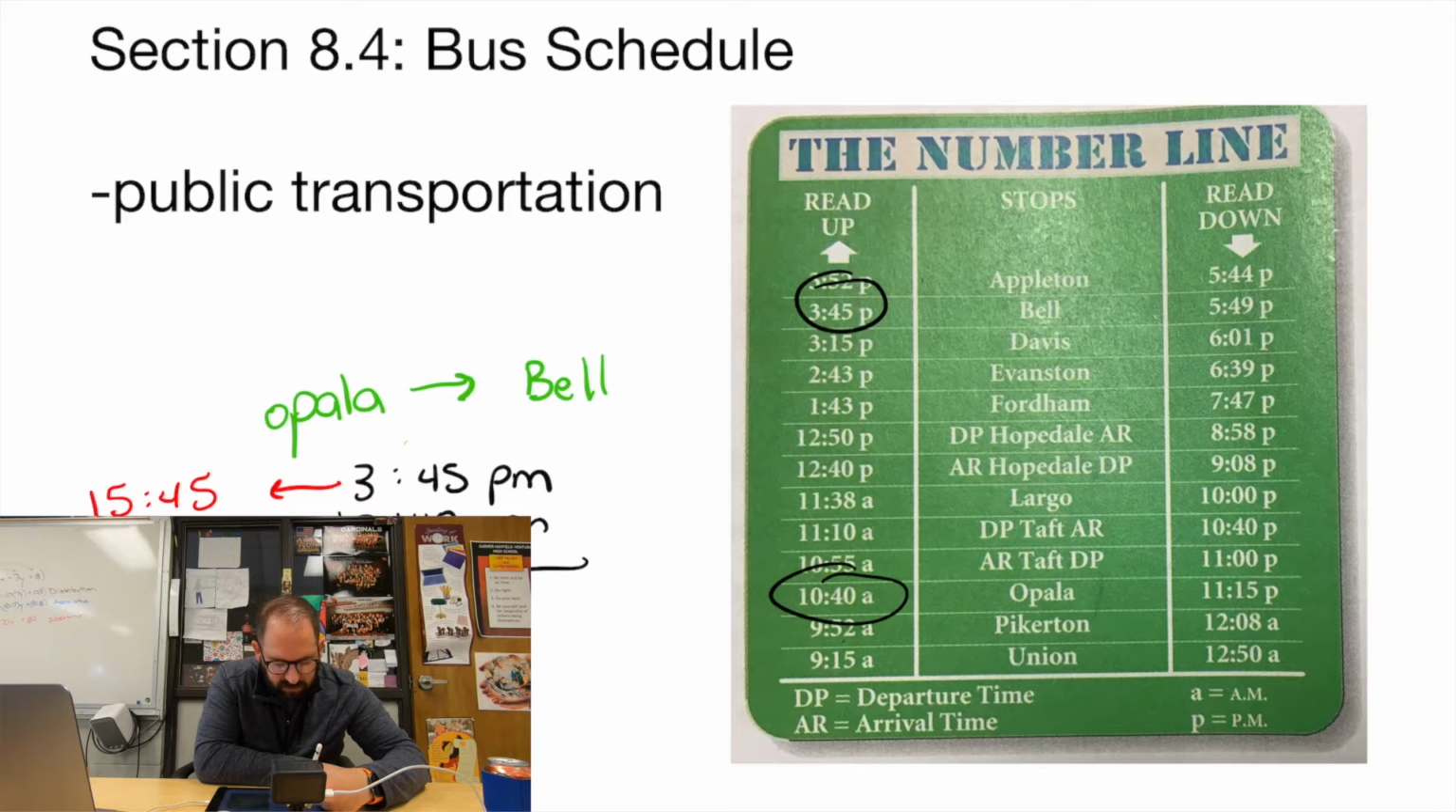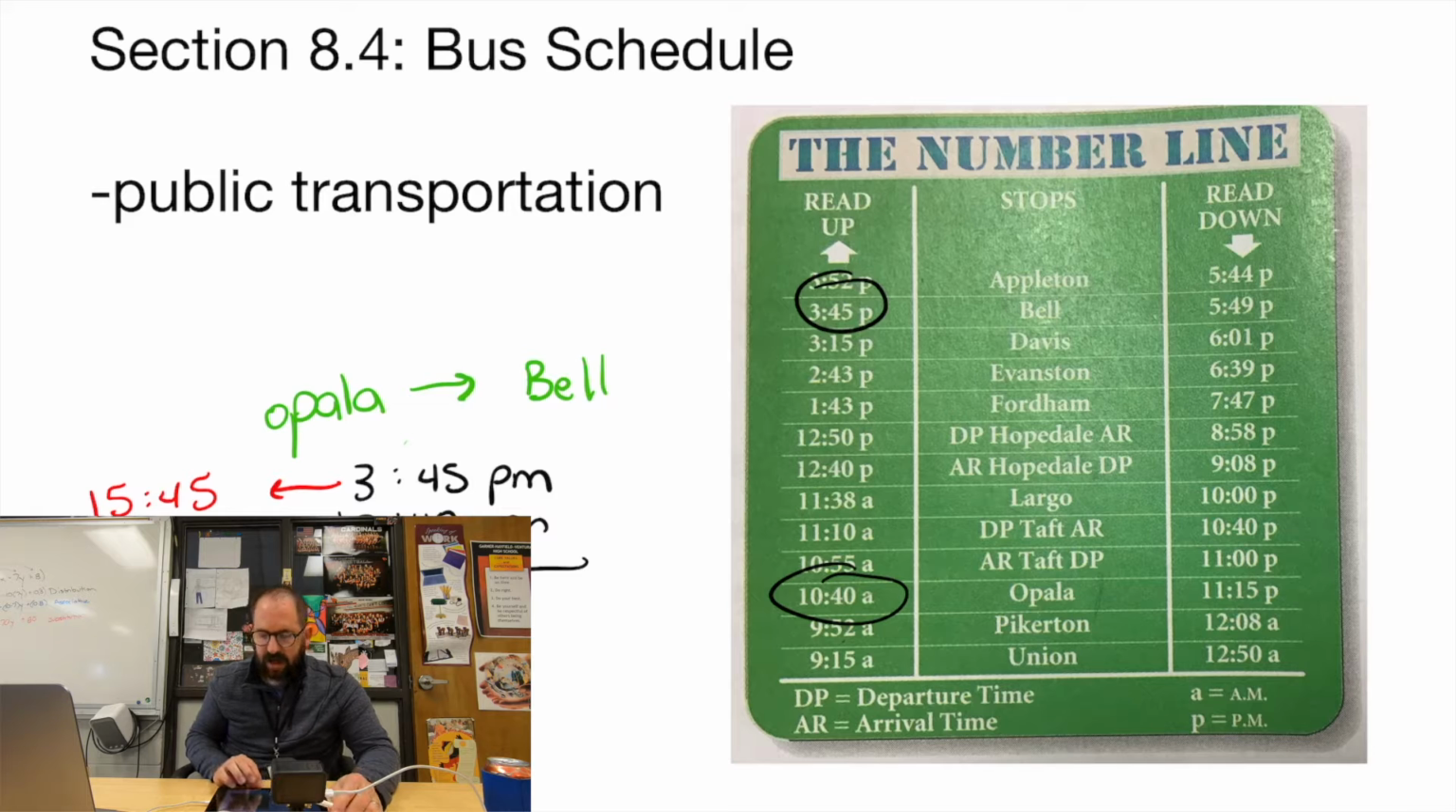So 5 minus 0, that's 5. 4 minus 4 is 0, so I don't have to borrow. That's great. And then 1 minus 1 is 0. So it's going to take me 5 hours and 5 minutes to get there, if I was traveling. That's a long time on a bus. So, okay, does that make sense, what we're doing these next couple days in here?